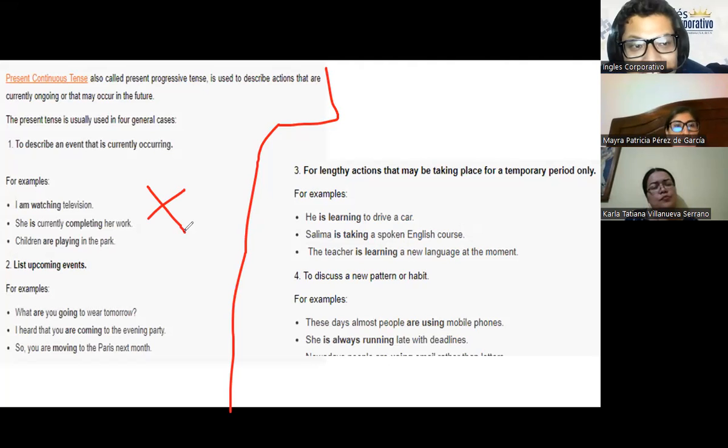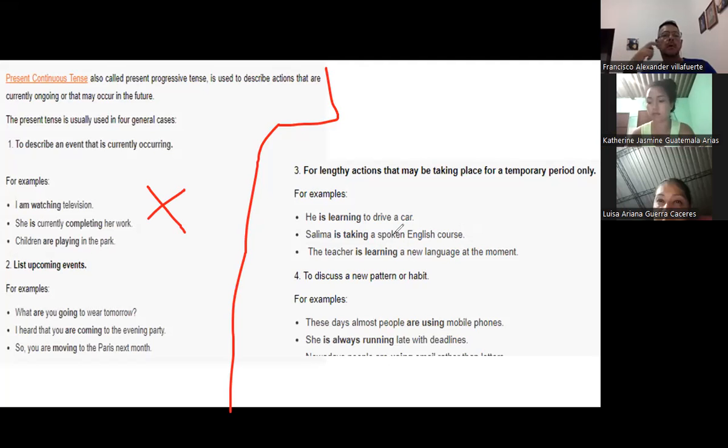Present continuous tense. Also called present progressive tense, it is used to describe actions that are currently ongoing or that may occur in the future. The present tense is usually used in four general cases. One, to describe an event that is currently occurring. For example, I am watching television. She is currently completing her work. Children are playing in the park.